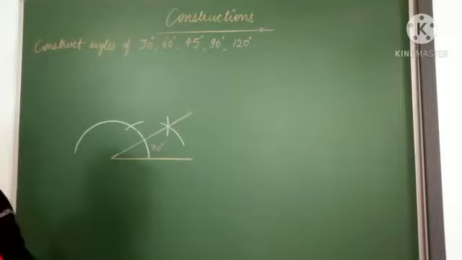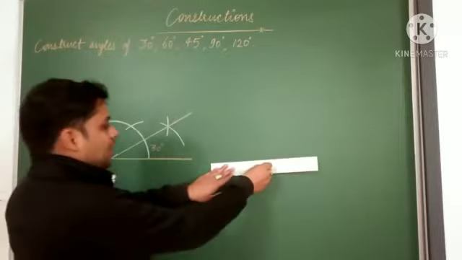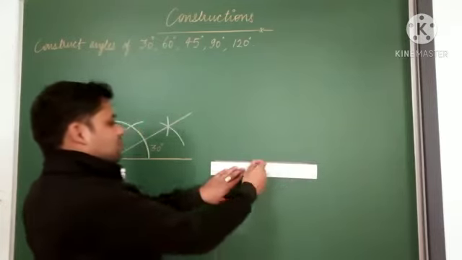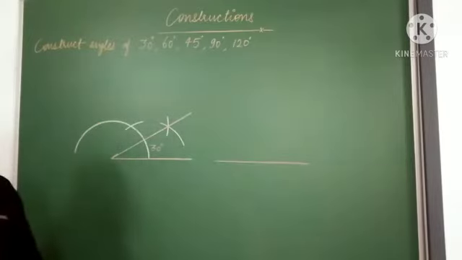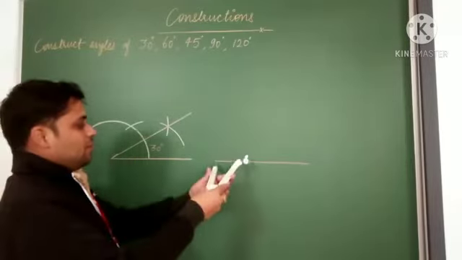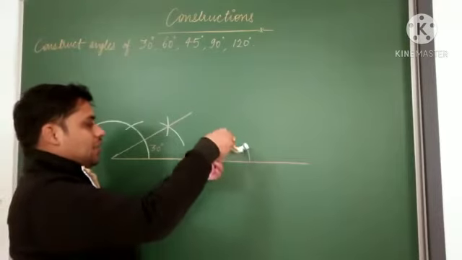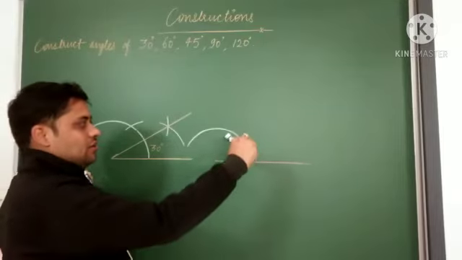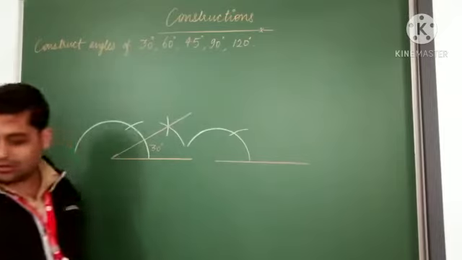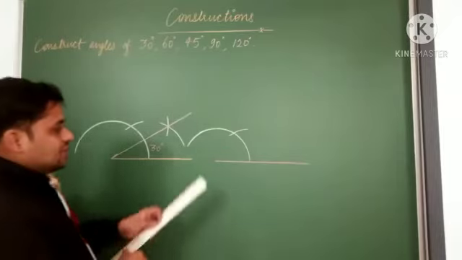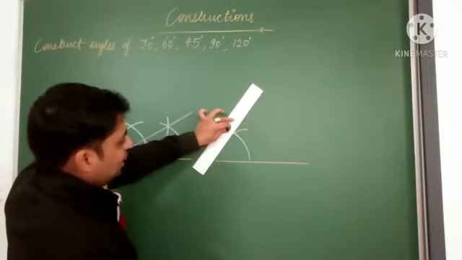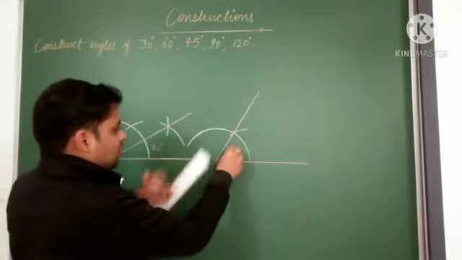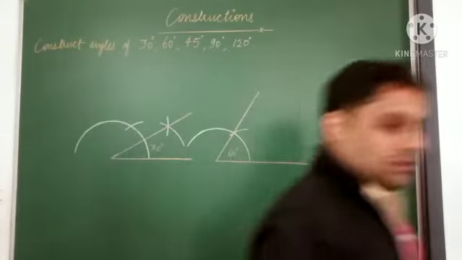Now we will make 60 degree. Making a line segment of any length, taking any suitable radius in the compass, cutting an arc, and taking the same radius, cutting an arc on the previous arc. When we join this intersecting point from the starting point of the line, we will get 60 degree.